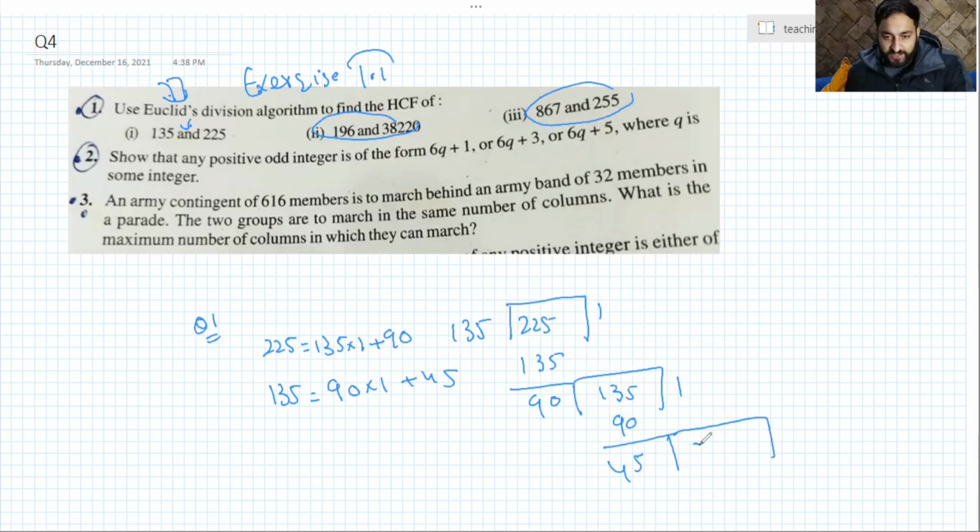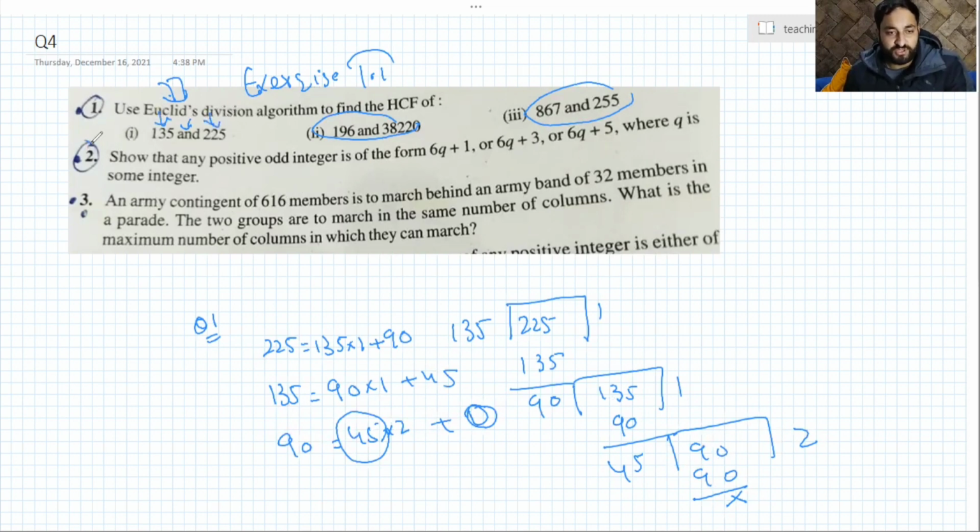135, sorry, 90. 2s are 90, and this is the end of the HCF. Okay, how are you going to represent the last step? 90 equals 45 multiplied by 2 plus 0. You're done. You got the HCF. 45 is HCF of 135 and 225.